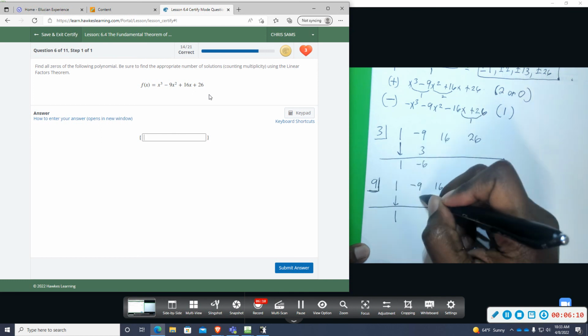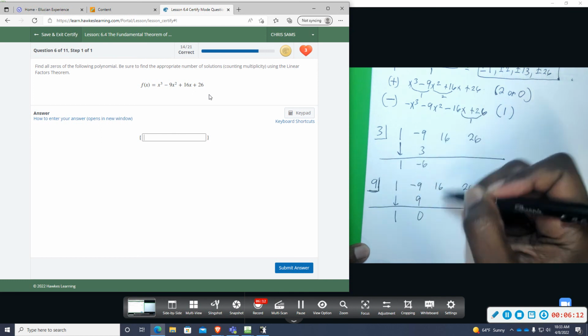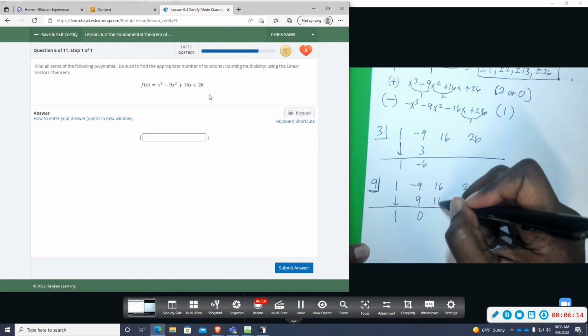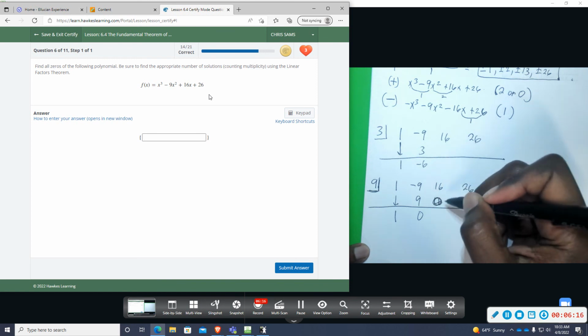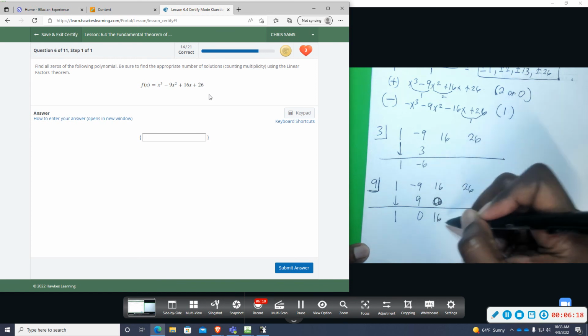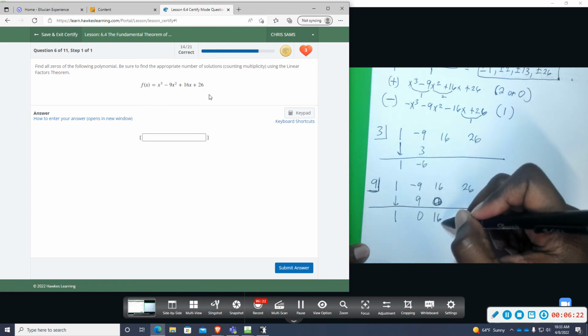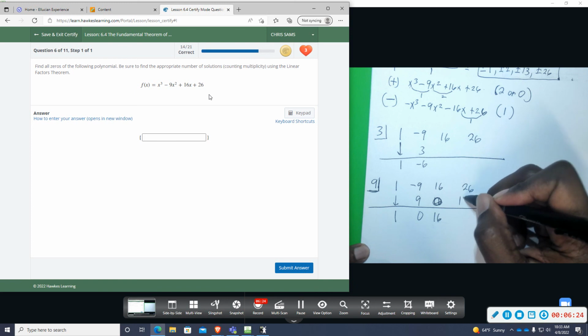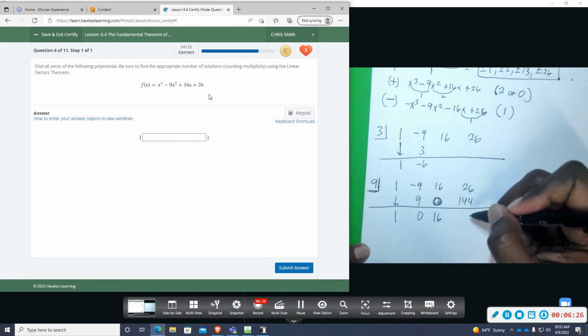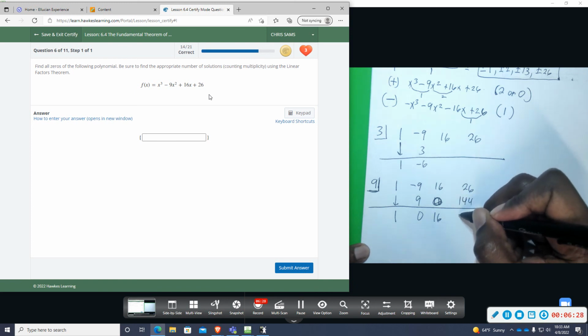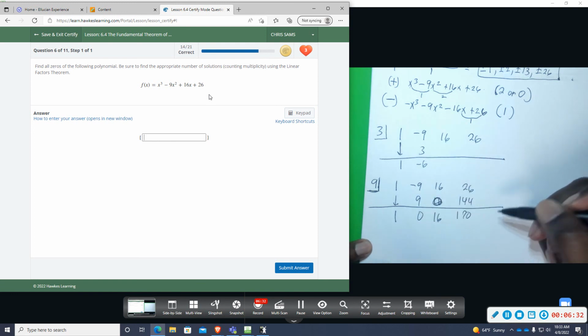9 times 1 is 9. Combine, we get 0. 9 times 0 is 0, sorry. And then combine, we get 16. And then 9 times 16, 90 and 54, 144. Combine, and we get 170. So all positive, so none of these are negative, so 9 would be an upper bound.